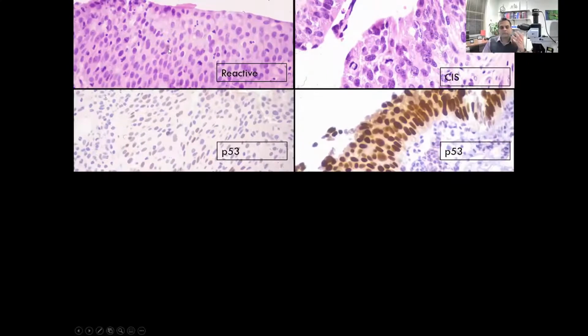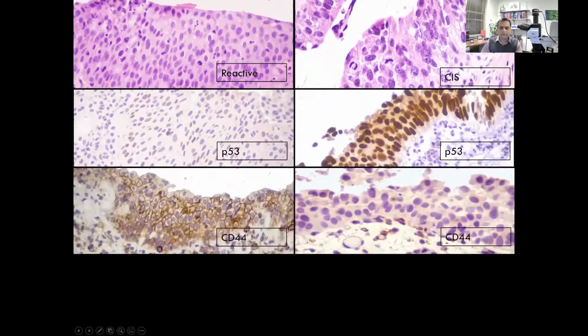So P53 is one of the first mutations to happen in high-grade urothelial carcinoma. And in CIS, as you see over here, this is a mutated pattern when all the cells stain positive. And then this is a wild-type pattern where you see some of the cells having this weak and equivocal staining pattern. So that coincides with reactive. So that's perfect. And then our next stain would be CD44.